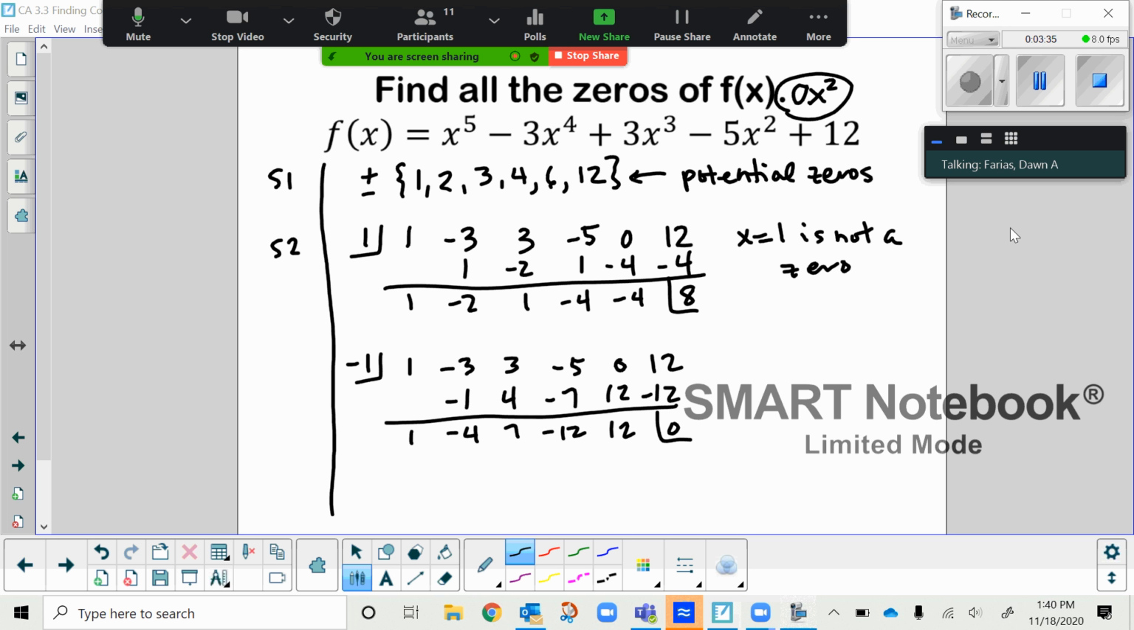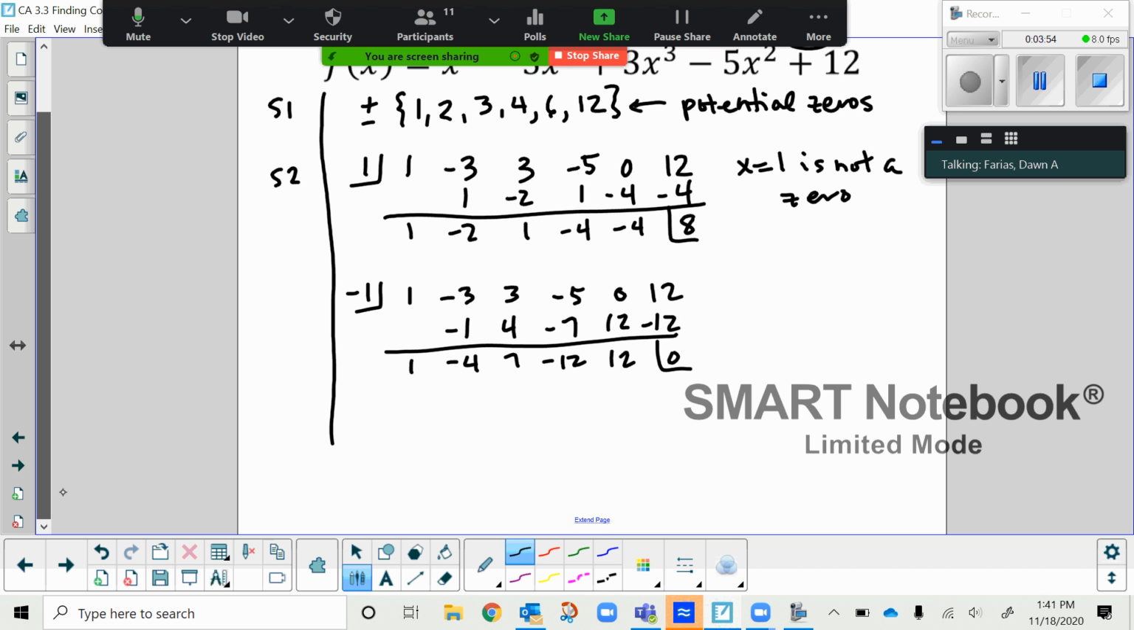All right, so I got 8 for remainder. By the way, I'm talking to the video right now. So I got 8 for the remainder, which means x equals 1 is not a 0. So then continuing with step 2, I tried -1, did my synthetic division, and I do have 0 for a remainder for -1. So what that means is x equals -1 is a 0.